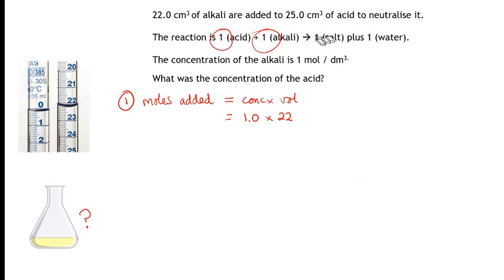Let's just rub out some of those unnecessary circles. We don't need that one. We don't need that one. Okay, back to pen. So we've added 22 centimetres cubed, but that is 22 thousandths of a decimetre cubed. So you'll get used to dividing by 1,000 to convert centimetres cubed to decimetres cubed. 1 times 22 over 1,000 is going to be 0.022 moles.